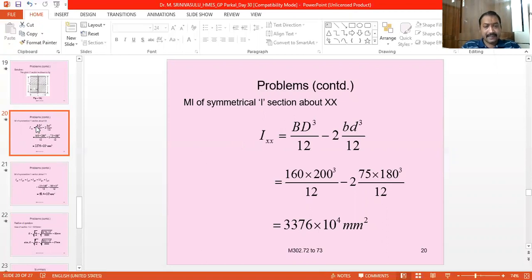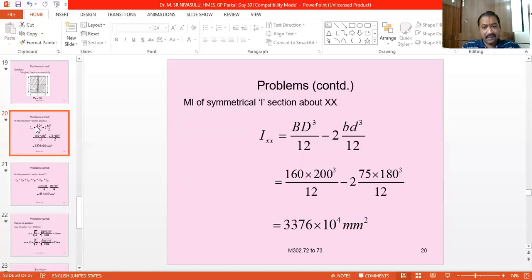First we will discuss the moment of inertia of the symmetrical I section about XX. So Ixx is equal to B D cube by 12 minus 2 into small b d cube by 12, because here we have to subtract two rectangles having symmetrical dimensions. So it is B D cube by 12 minus b d cube by 12 minus b d cube by 12, and both are small b d cube by 12.